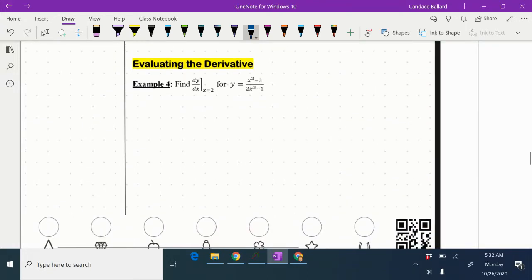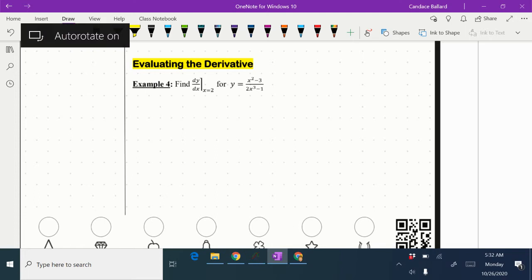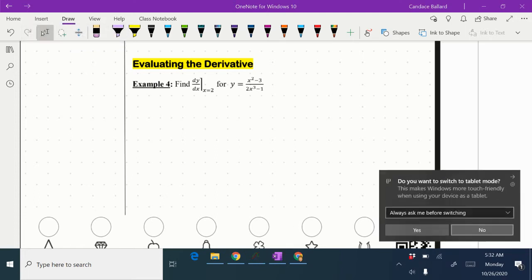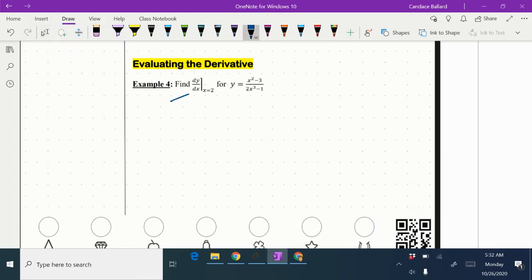So we are going to continue topic 2.9, quotient rule, and this time we are going to evaluate the derivative. Looking at the instructions here, it says we're supposed to find dy/dx, which means find the derivative, and we're going to evaluate it at x equals 2. I know I'm using quotient rule because I have y equals (x squared minus 3) divided by (2x minus 3). Since I said divided by, I know it's quotient rule.